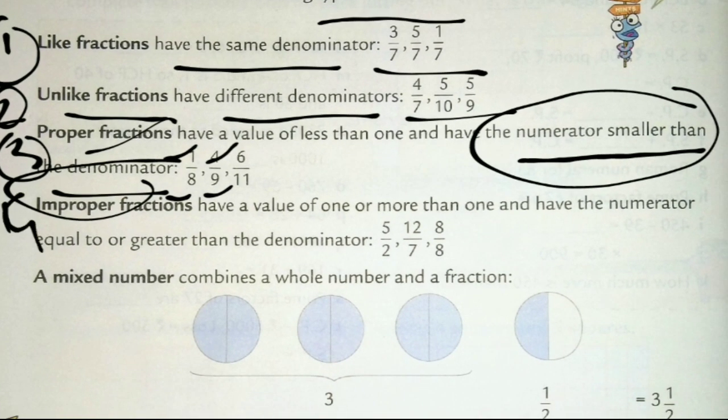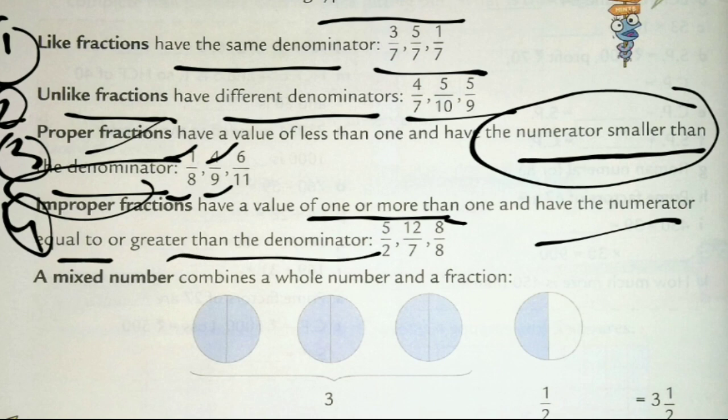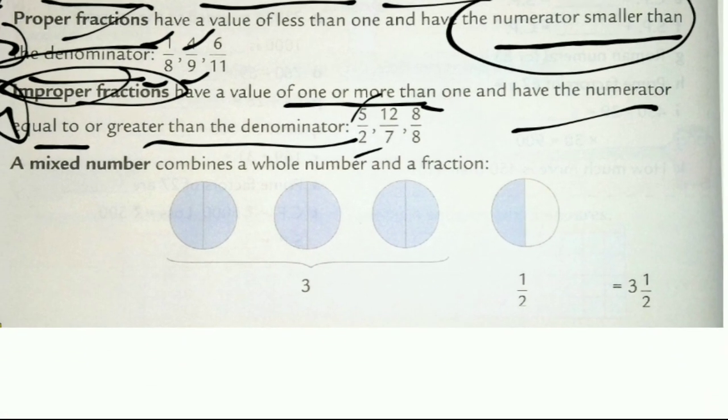Then, improper fraction. An improper fraction has a value of 1 or more than 1, and the numerator is equal to or greater than the denominator. In this one, 5 by 2, it means numerator is greater than or equal to the denominator. So 5 is greater than 2, it means this is known as improper fraction.